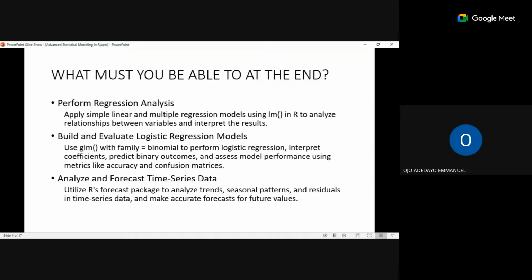And lastly, analyze and forecast time series data. Utilizing our forecast package to analyze trend, we're going to be checking what they mean by trend tonight. Trend, then the seasonal pattern, because time series data deals with time.